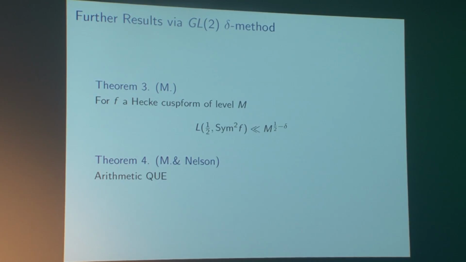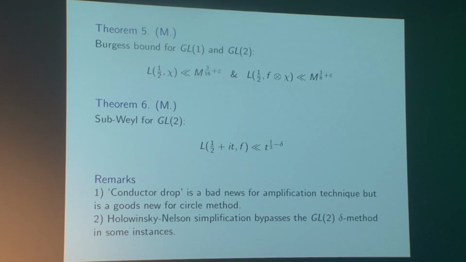But you can use the GL2 delta method to prove other things. For example, you can prove the level aspect of convexity for symmetric square L-function. And recall that for QUE, you need level aspect of convexity for symmetric square and symmetric square cross g, where g is another GL2 form, a fixed form. And Paul Nelson showed that that follows from this one, okay, with some work. And so jointly, we have proved the arithmetic quantum unique ergodicity. So that's one thing that you can get from the GL2 delta method.